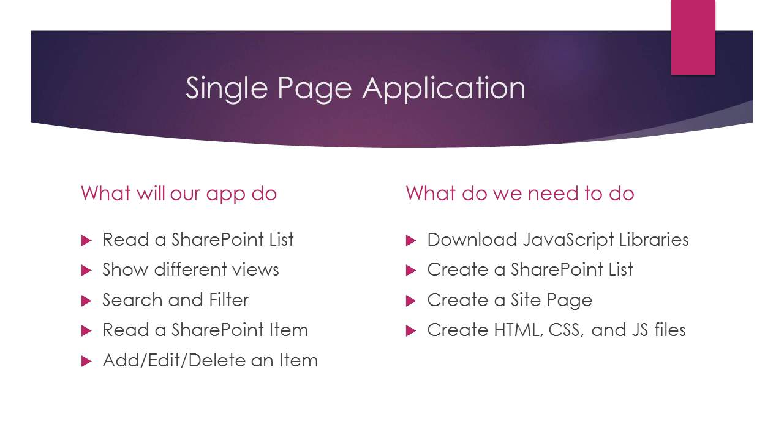So just as a review, we are going to be showing you how to build a single-page application in AngularJS. Our application will read a SharePoint list, show different views, search and filter. You'll be able to read, add, edit, and delete a SharePoint item. And what do we need? We need to download the JavaScript libraries for jQuery and Angular, and those are included in the zip file, and they're all going to be in the same folder. Remember that. They all go in the same folder inside Assets.